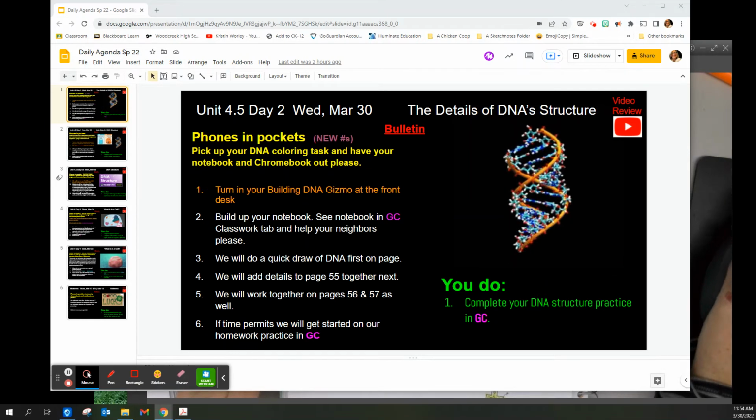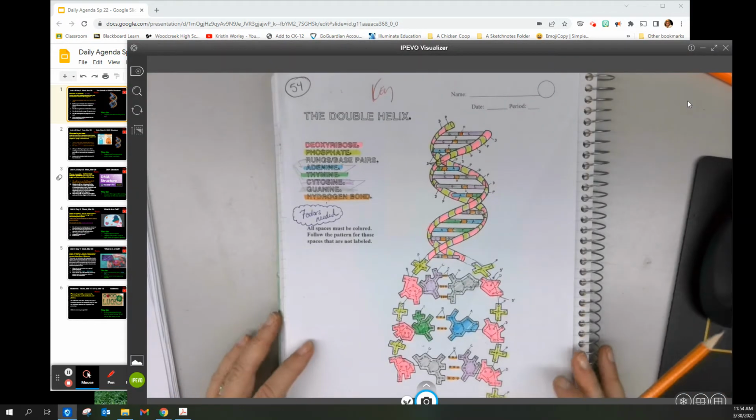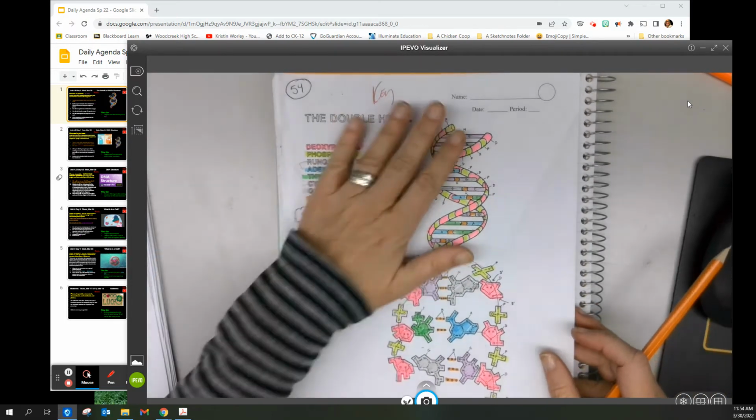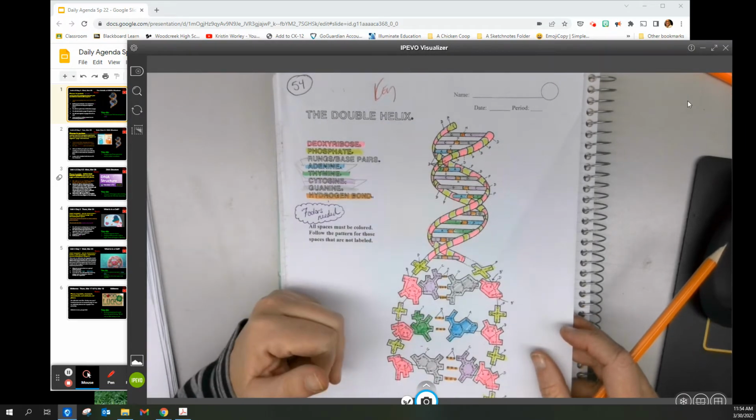Okay, so I want to show you your notebook and then how to do our quick draw on our first writing assignment today, Wednesday, the 30th of March. So let's take a look at our notebook. I'm on page 54. That was a hinge mount. And if you don't have this back or completed, hopefully you mounted it in your notebook. And you can color it in and get it to me as soon as possible.